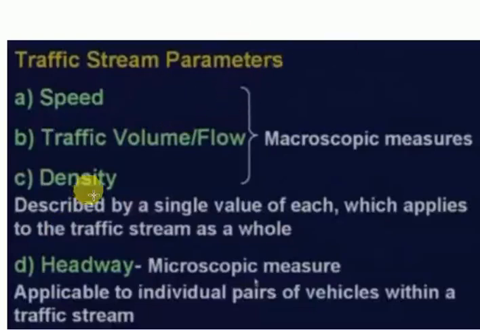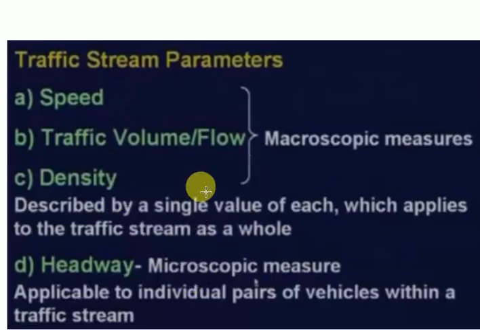So in traffic engineering, the primary part is to analyze the behavior of traffic and to design the facilities further for smooth, safe and economic operation. For this, these are the certain parameters that need to be analyzed: speed of the traffic stream, that is the speed of the vehicles, then traffic volume or traffic flow, then density of the traffic, and headway. These terminologies will come many times during the discussion.